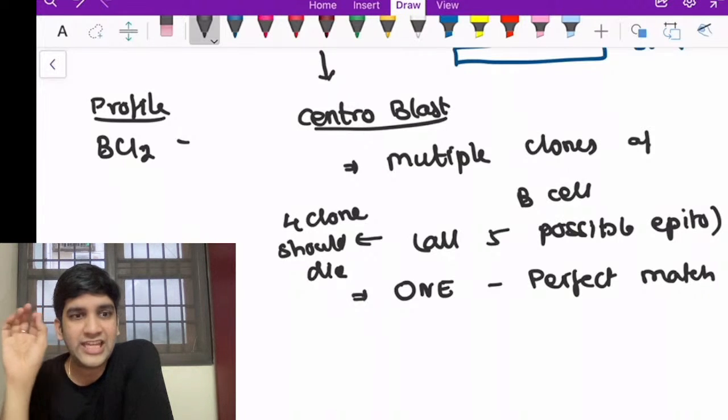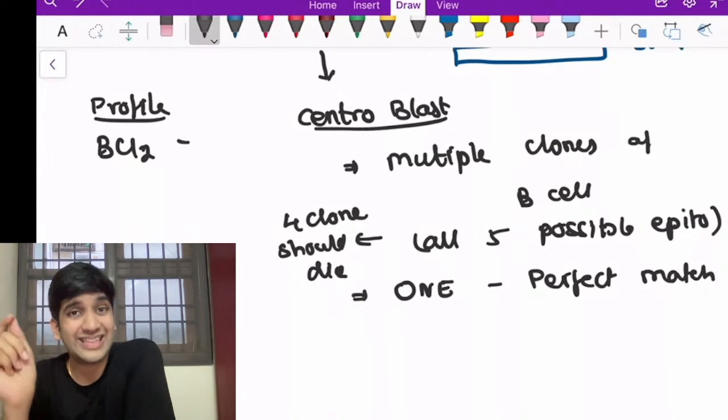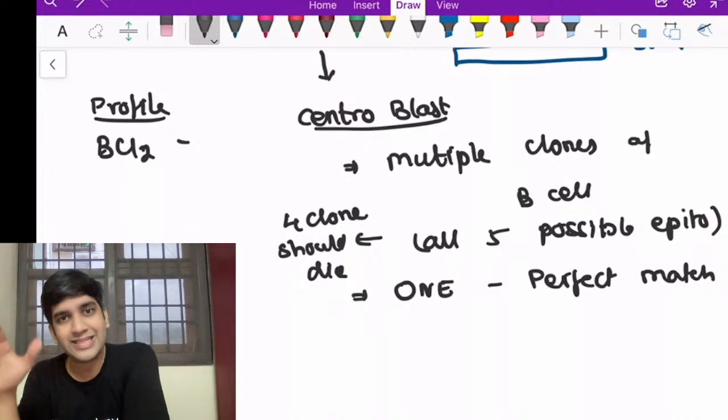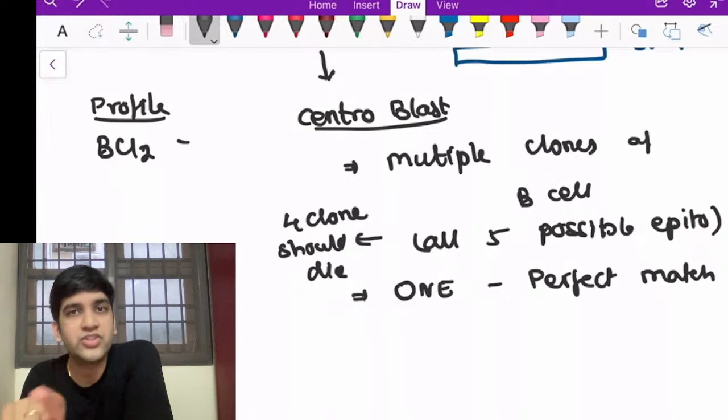P53, right? Anywhere I have a mutation, P53 will come and make sure it corrects all the mutations, right? If it corrects all the mutations, can I create the 5 different clones? I cannot. So am I right in saying that in the centroblast lineage, when I'm going to try a mismatch error-based mechanism, I should not have P53, right? If my P53 is there, nothing of this will be possible, right?